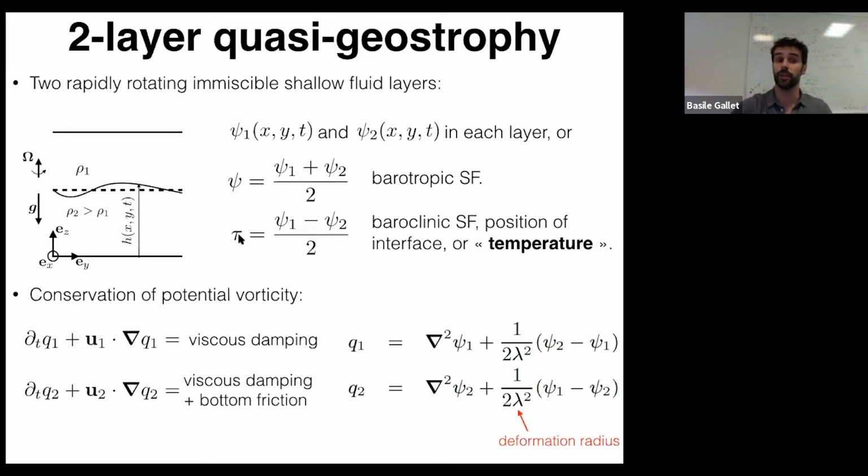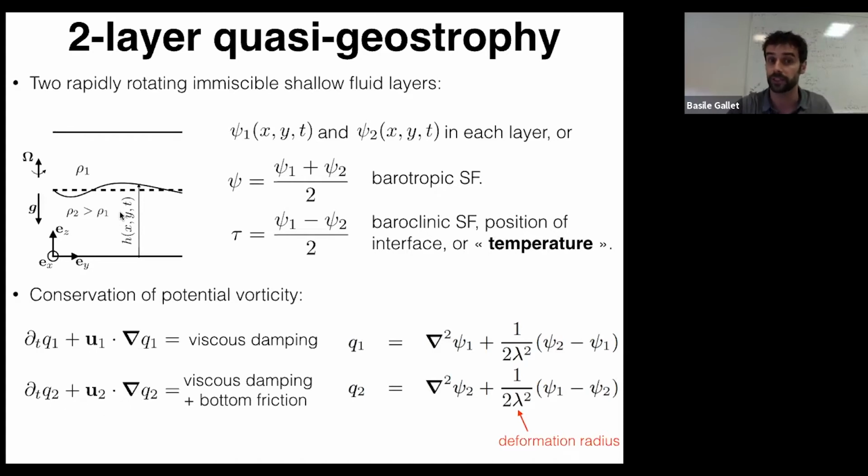Okay, the equations of motion that follow from the conservation of potential vorticity, which you can understand easily if you start by forgetting about these terms here, in which case Q1 is just the vertical vorticity in layer 1, and Q2 is vertical vorticity in layer 2. These equations here are then just the material conservation of the vertical vorticity. This is the 2D Navier-Stokes equation in layer 1 and 2D Navier-Stokes equation in layer 2.